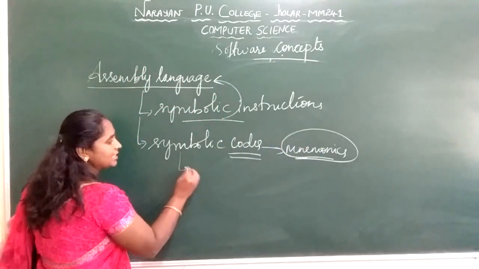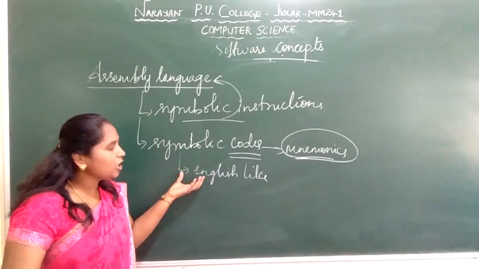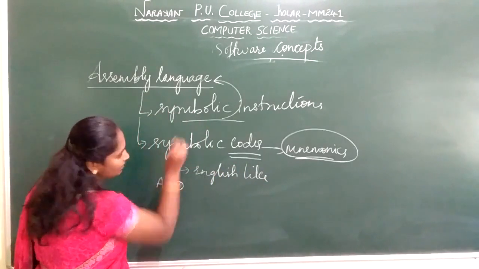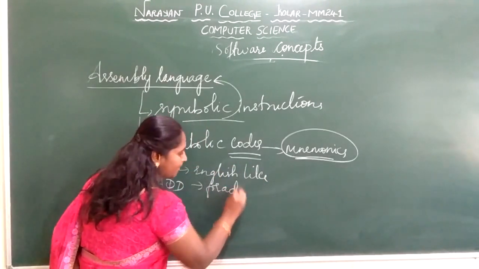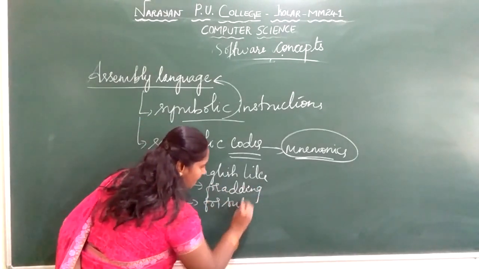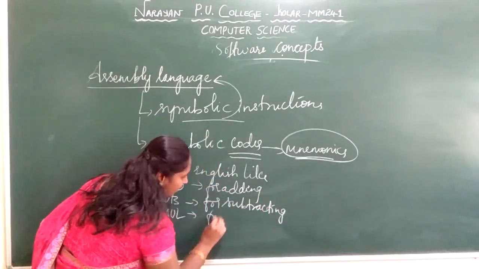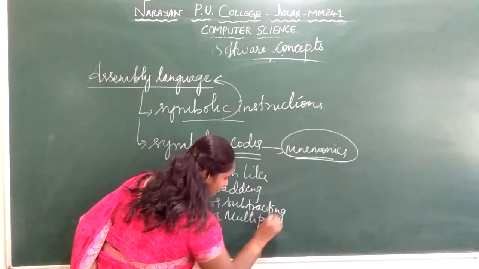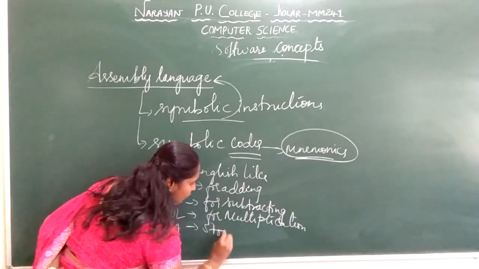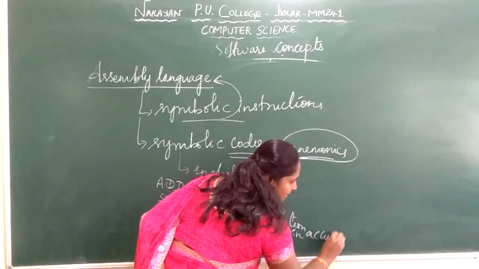These symbolic codes are like English-like statements or English-like words. For example, for add, you use the assembly language word ADD for adding the values. SUB means subtracting. MUL means multiplying, for multiplication. These are the mnemonics. STA means store the values in the accumulator. This accumulator is a register.